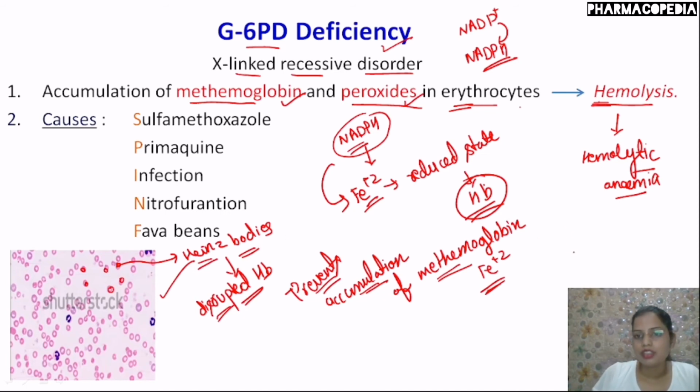Also, one more thing that you need to remember is that the erythrocytes or the RBCs are completely dependent on the HMP shunt pathway.